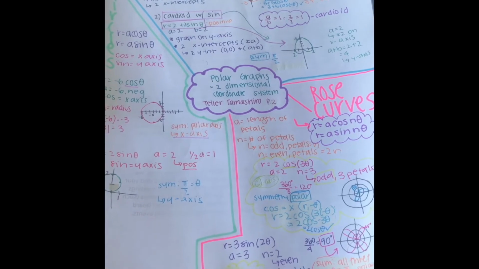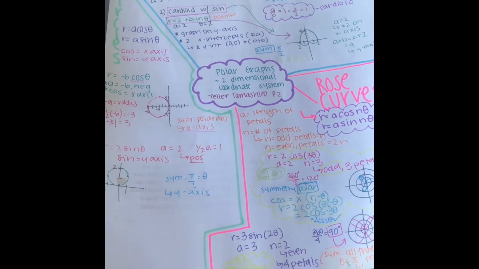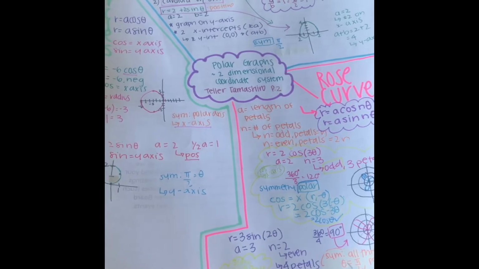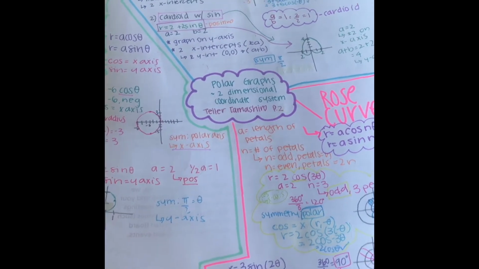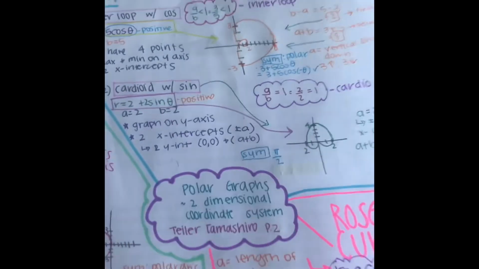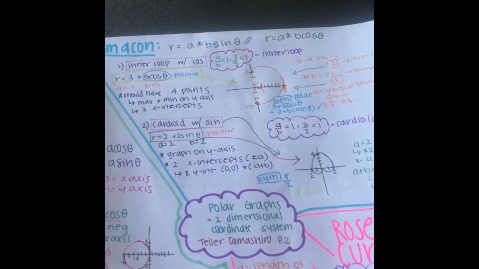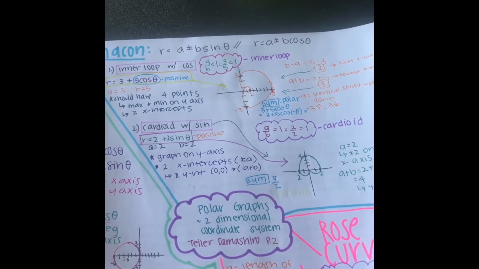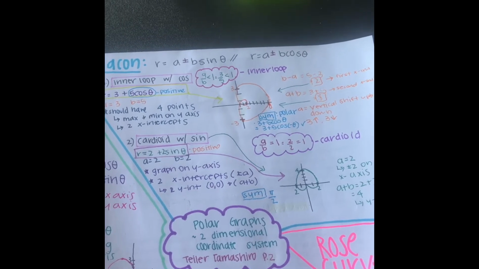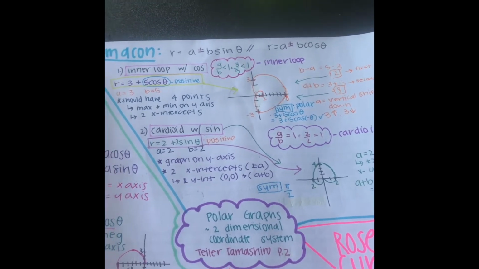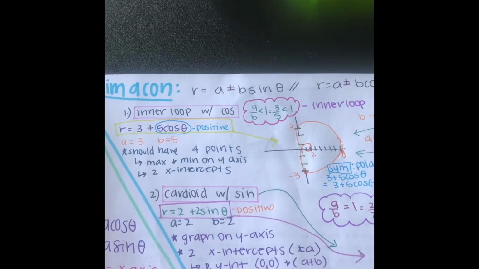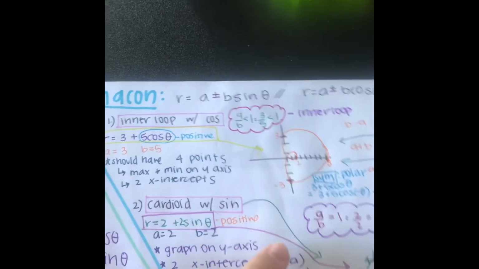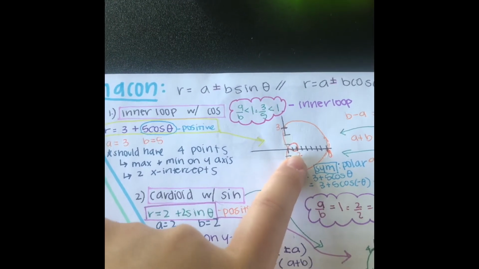The center of the mind map for polar graphs was with the definition that a polar graph is a two-dimensional coordinate system, and a limaçon has the equation of either r equals a plus or minus b sine theta, or r equals a plus or minus b cosine theta. And the first graph, an inner loop, has the actual loop inside of the graph itself.